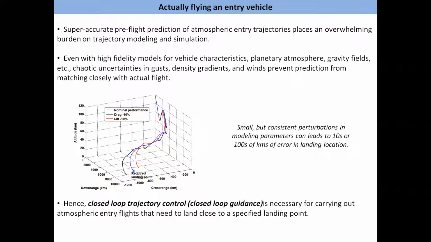Even then, the chaotic uncertainties in the atmospheric properties like gusts, density gradients, and winds will prevent your prediction from matching closely with the actual flight. For example, even small dispersions in your vehicle characteristics, small but consistent perturbations in the modeling parameters, can lead to tens or even hundreds of kilometers of error in the landing location if you don't change your control profile.